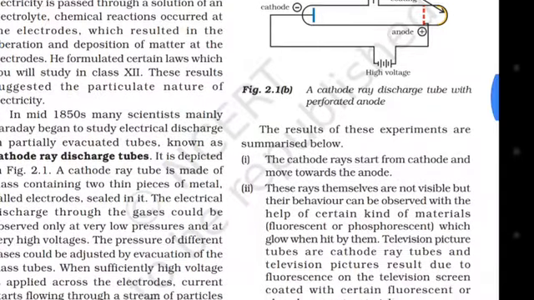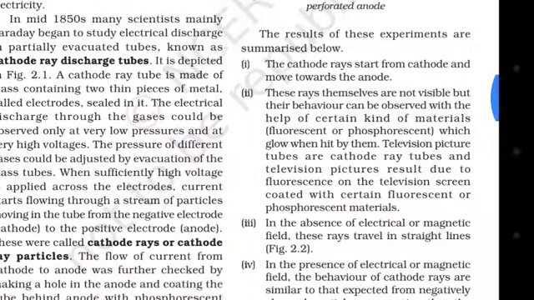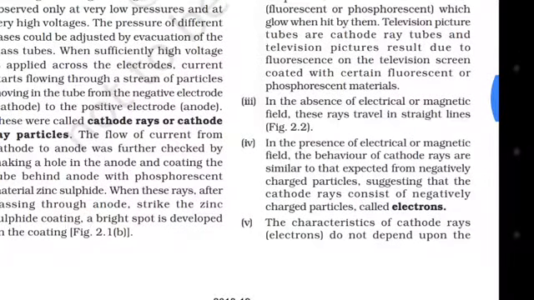First, the cathode rays start from cathode and move towards the anode. These rays themselves are not visible, but their behavior can be observed with the help of certain kind of materials, in bracket fluorescent or phosphorescent, which glow when hit by them. Television picture tubes are cathode ray tubes, and television picture results due to the fluorescence on the television screen coated with certain fluorescent or phosphorescent materials.